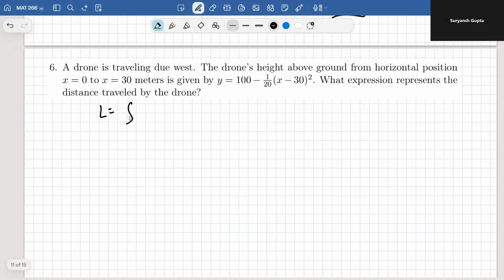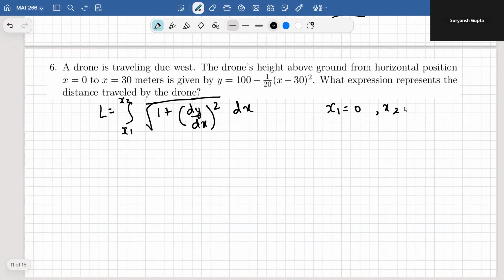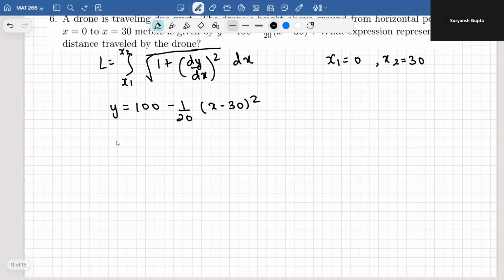So in terms of x, the arc length formula is the integral from x1 to x2 of root 1 plus (dy over dx) whole square times dx. They have given us that x1 is equal to 0 and x2 is equal to 30. y is given as 100 minus 1 over 20 times (x minus 30) square. So I need to find dy over dx.